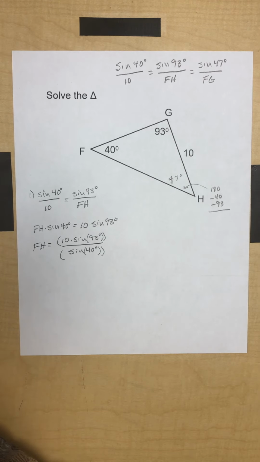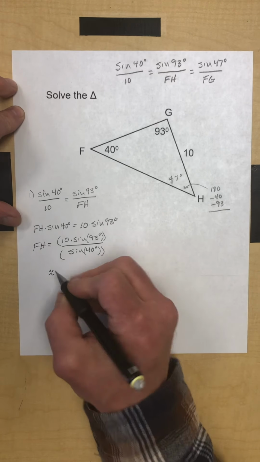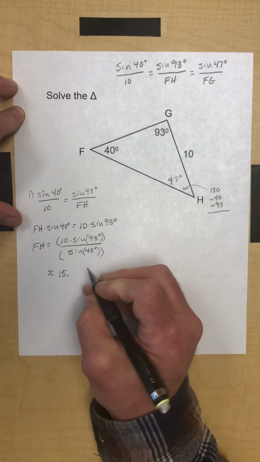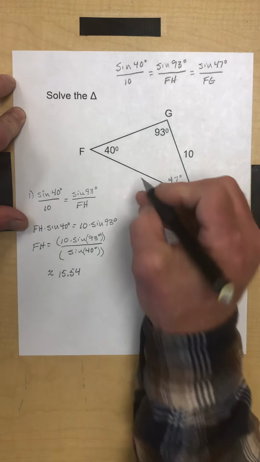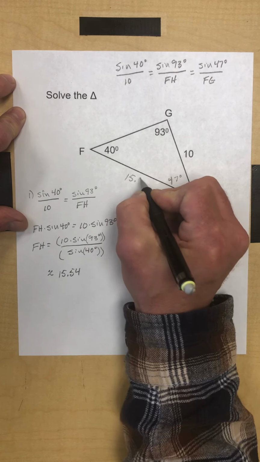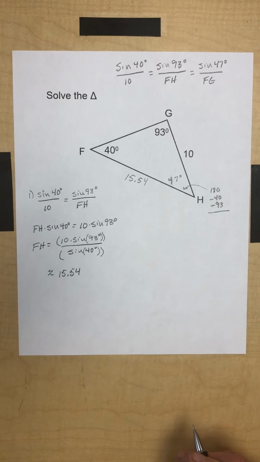So I say parenthesis, 10 times the sine, and the parenthesis comes up, put my 93 and then two parentheses, divided by a parenthesis, and then sine, parenthesis comes up, I put the 40 in, and two parentheses, and hit enter. And it comes out to be approximately, when rounded off to the nearest hundredth, 15.54. So FH is approximately 15.54. We do not have a unit of measurement, so I don't need one in my answer.